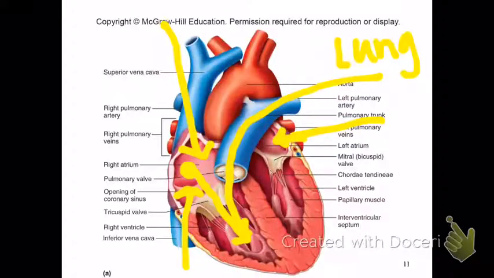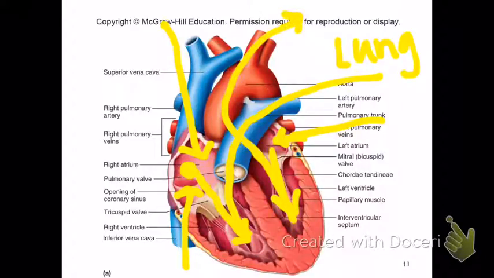From the left atrium, blood goes through the mitral valve or bicuspid valve into the left ventricle. From the left ventricle, it goes through the aortic valve, which you can't see on the picture, and up the aorta.